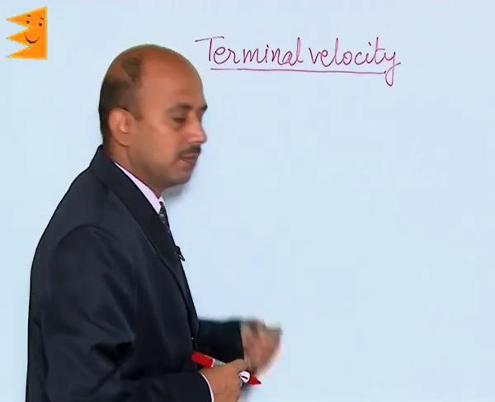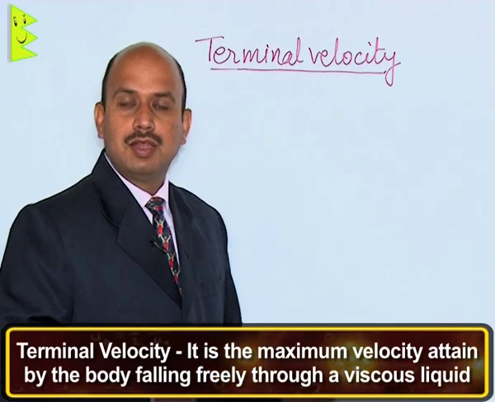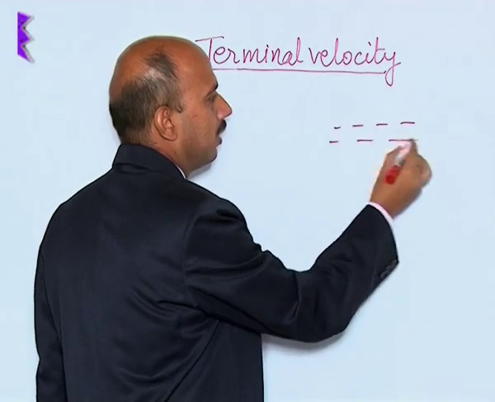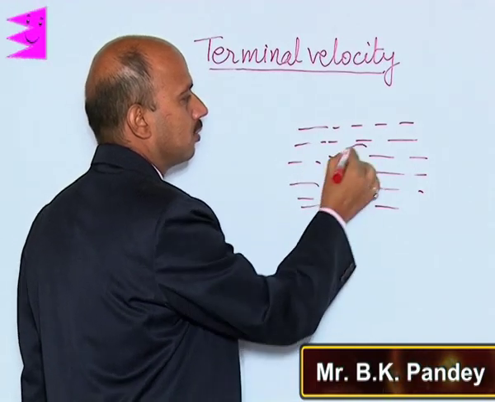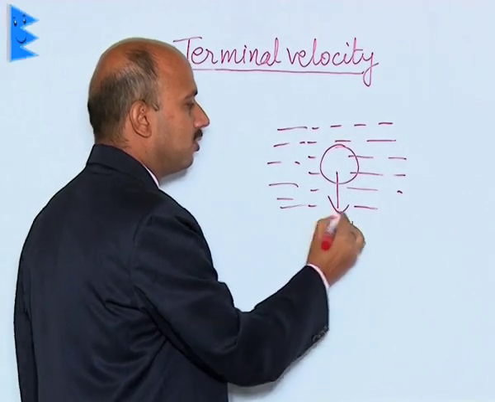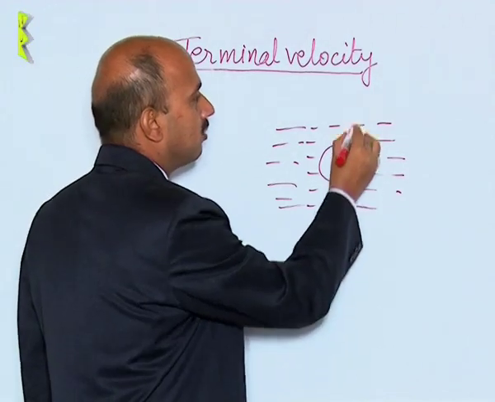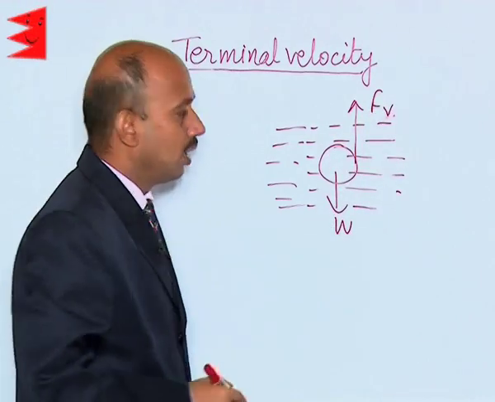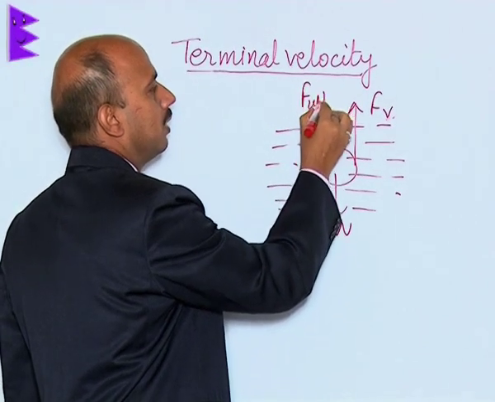Terminal velocity is the maximum velocity attained by a body falling freely through a viscous liquid. Suppose you have taken any liquid, and a body is falling through this. When the body falls through this, weight acts downward, and upward there are two forces. One is the viscous force that comes due to the relative motion between the layers, and another one is the upthrust.